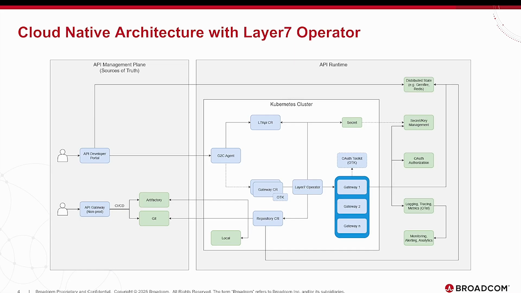Here's a look at the Layer7 operator architecture. We have gateway custom resources, which define any changes to gateway configuration and are constantly monitored by the Layer7 operator to be deployed. We have the repository custom resources, which reflect changes from any of the sources of truth. We have the Layer7 API custom resource, which represents any changes from the API developer portal. We also have the ground to cloud agent, which is responsible for monitoring the API developer portal for any changes, and it creates the appropriate Layer7 and gateway custom resources, which are monitored by the operator for deployment.